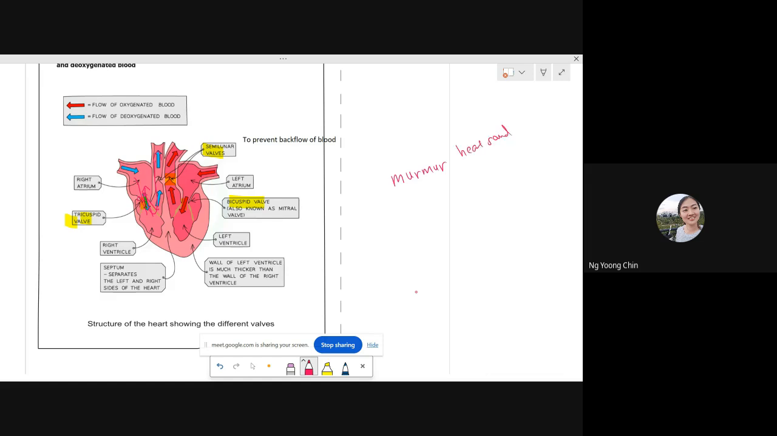I'm not sure, have you heard your heart sound before? Lub, dub, lub, dub, lub, dub, like this. This is your normal heart sound. Later I will send you a video, you can hear it. So if your heart sound is a normal beat, there will be lub, dub, lub, dub. If there is any other sound, that means there's a backflow of the blood within your heart. So this is not good.